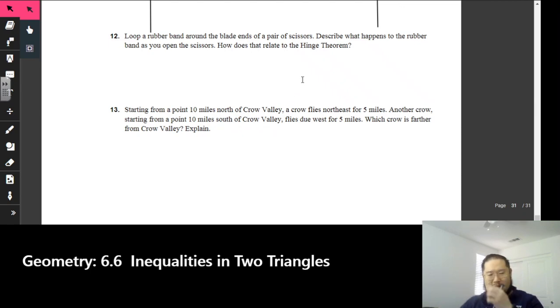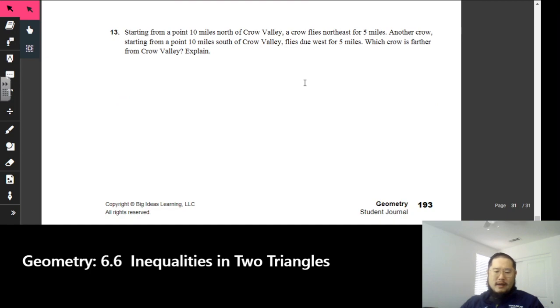And then lastly, let's take a look at number 13. Now, on a problem like this, definitely want to make sure that we have a diagram. I think that would be the best way to go about doing this. And so let's see why. It says starting from a point 10 miles north of Crow Valley, a crow flies northeast for 5 miles. So let's say right here we'll put a point and we'll say that's Crow Valley.